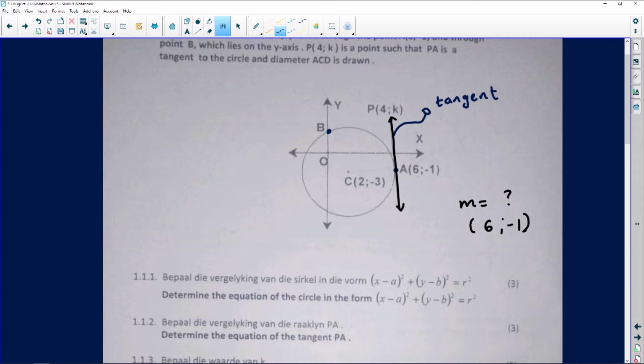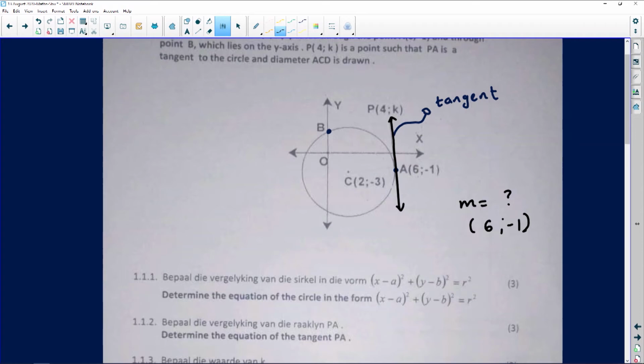The problem is the gradient of the tangent, right? Now, it is at this point where you're going to now engage your knowledge of Euclidean geometry to try and figure out the gradient, because what do we know about tangents? We know that the tangent and the radius are perpendicular to each other.